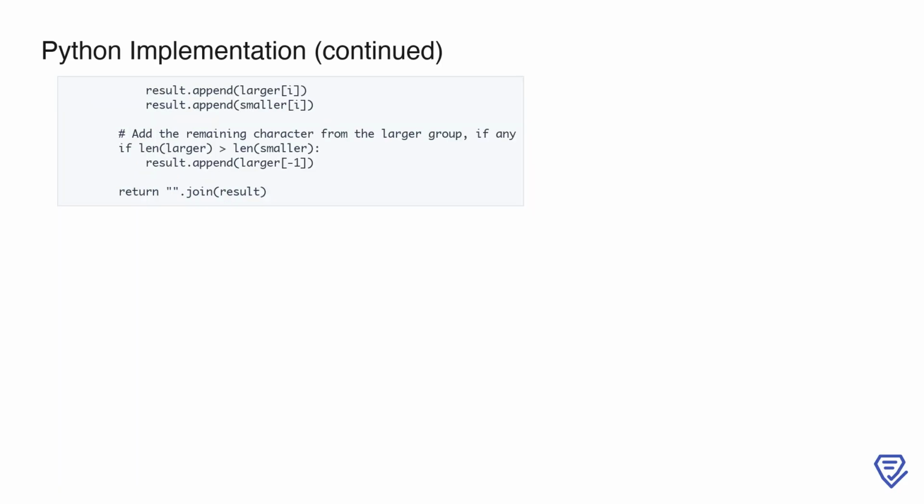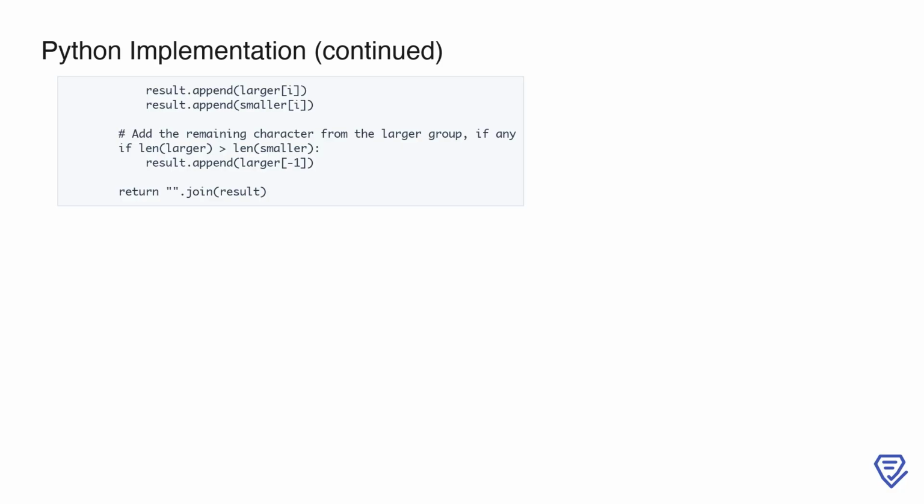The interleaving process begins by iterating through the indices of the smaller list. For each index, we add one character from the larger list and one from the smaller list to the result list. This ensures that the characters alternate as much as possible. After completing the loop, there may be one character left in the larger group if its size exceeds the smaller group by 1. In that case, we append this remaining character to the result.